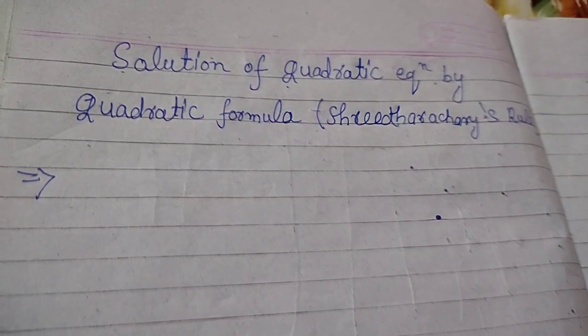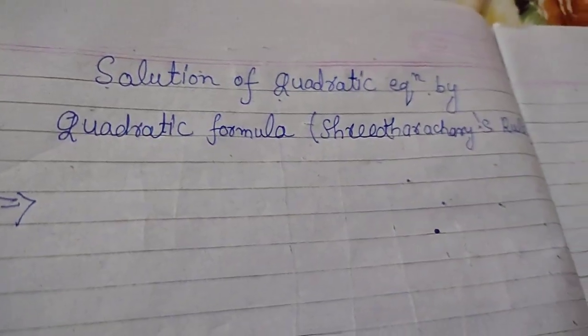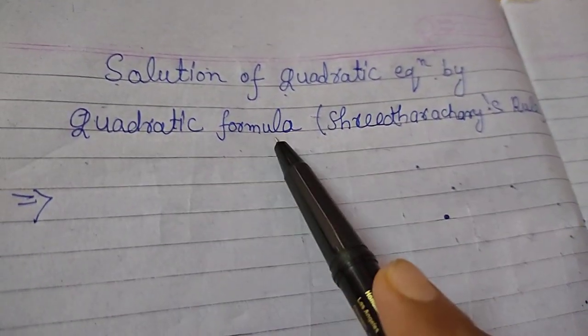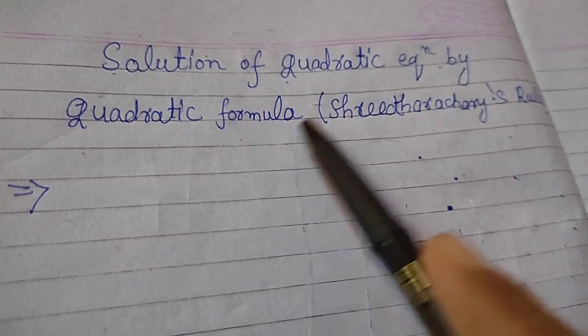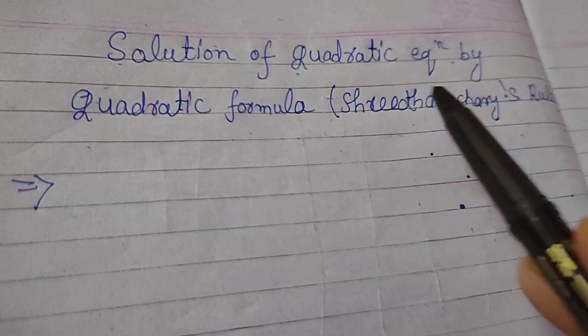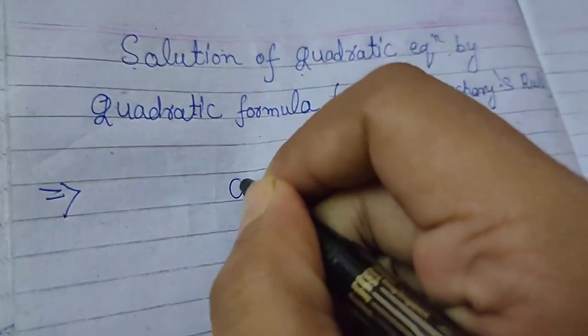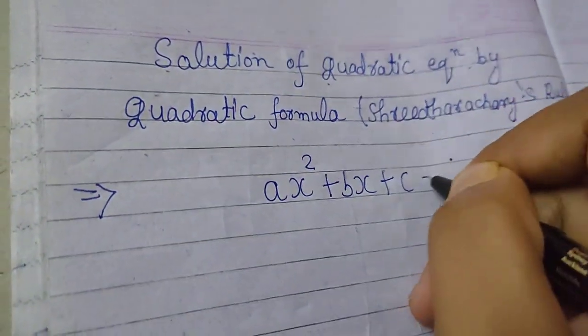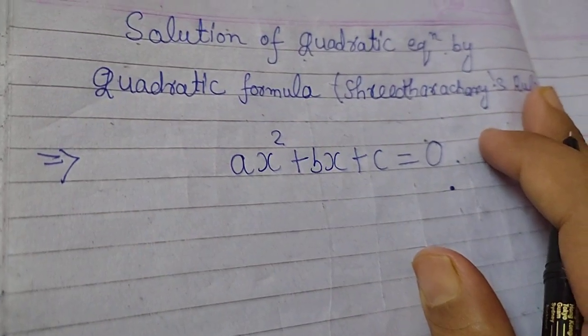Good morning, students. Today we will discuss the solution of the quadratic equation by the quadratic formula. The quadratic formula is also known as Sridharacharya rule. So, firstly, what is the general form of the quadratic equation? It is ax square plus bx plus c is equal to 0.